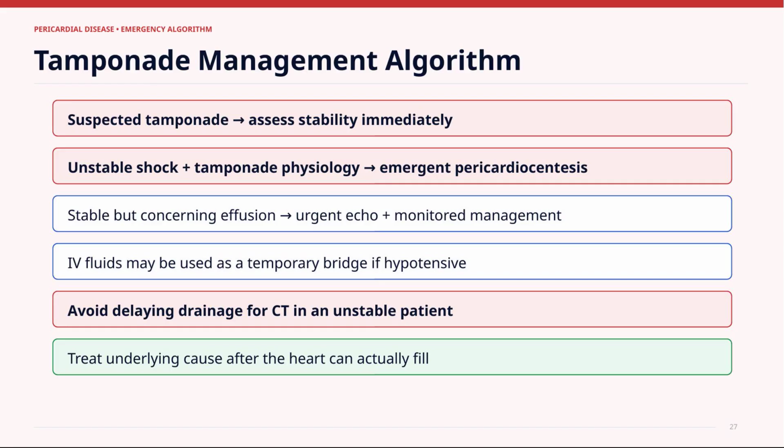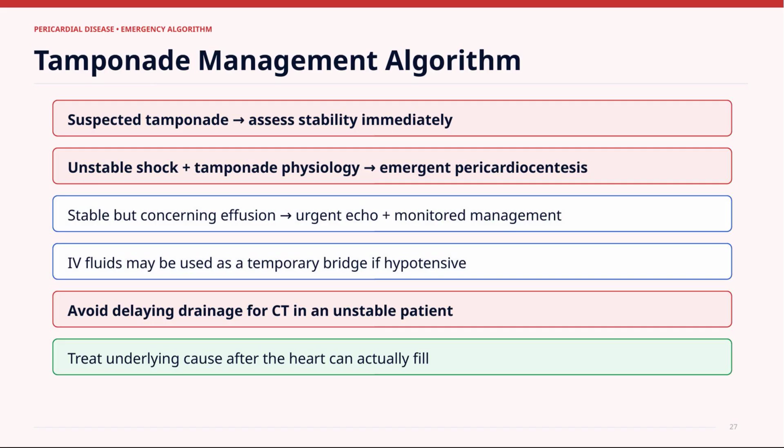Suspected tamponade. Assess stability immediately. If they're unstable, in shock, with tamponade physiology, emergent pericardiocentesis, full stop. If they're stable but the effusion is concerning, get an urgent echo and manage under close monitoring. IV fluids can be a temporary bridge if they're hypotensive, but avoid delaying drainage for a CT scan in an unstable patient. That CT can wait, the heart cannot. Only once the heart can actually fill again do you go treat the underlying cause.